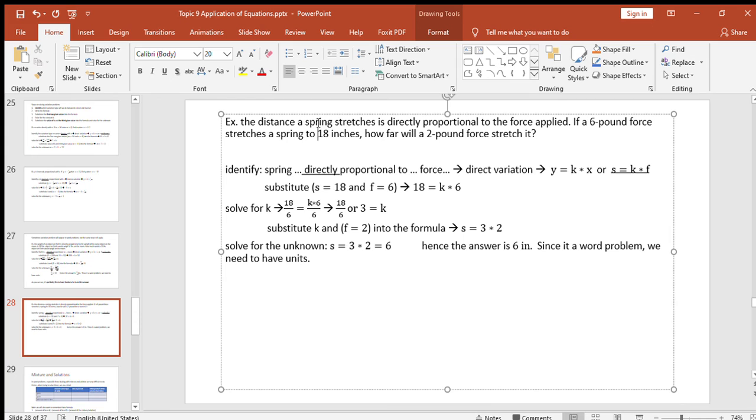So again, our first sentence should key us into what we are going to do. It's going to be direct proportion or direct variation. So it's going to be y is equal to k times x. In this case, I want to specialize it again to fit the word problem. So it's going to be S is equal to K times F. S is for spring and F is for force. Why did I choose that? Well, right here, 6-pound force.